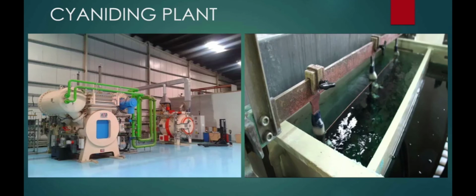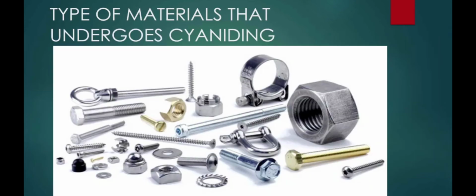So these are some images of a cyaniding plant. These are the types of materials that undergo this process.